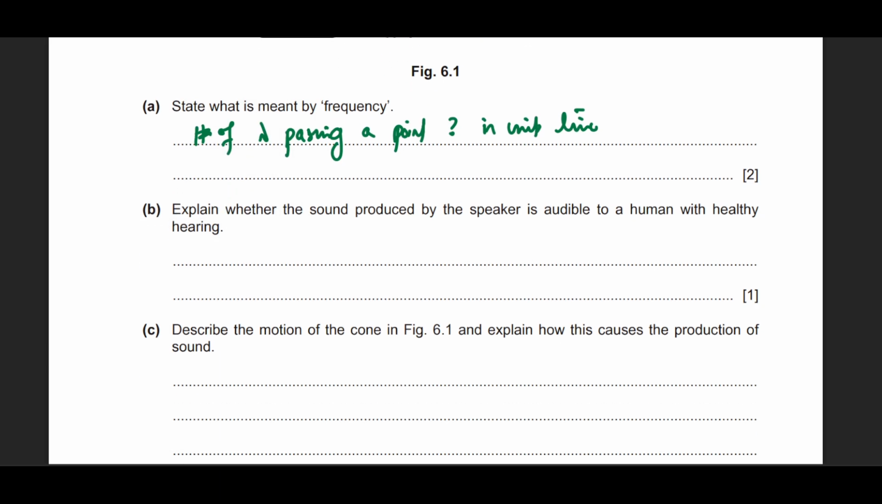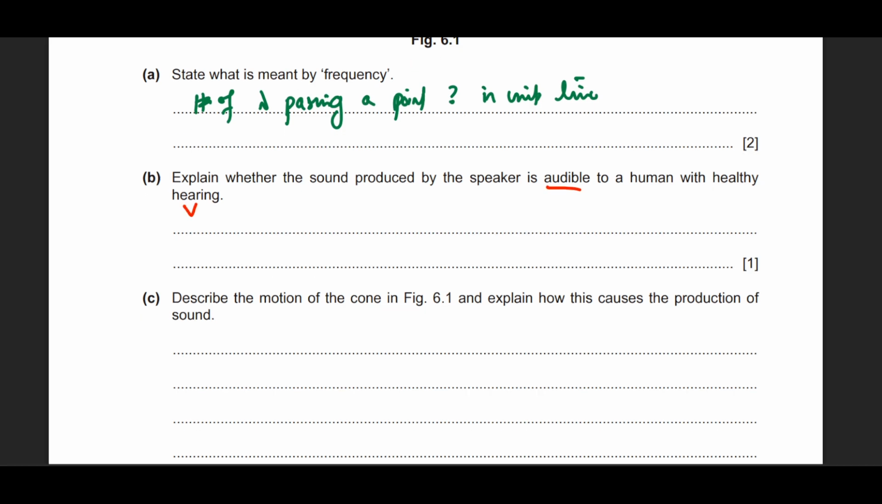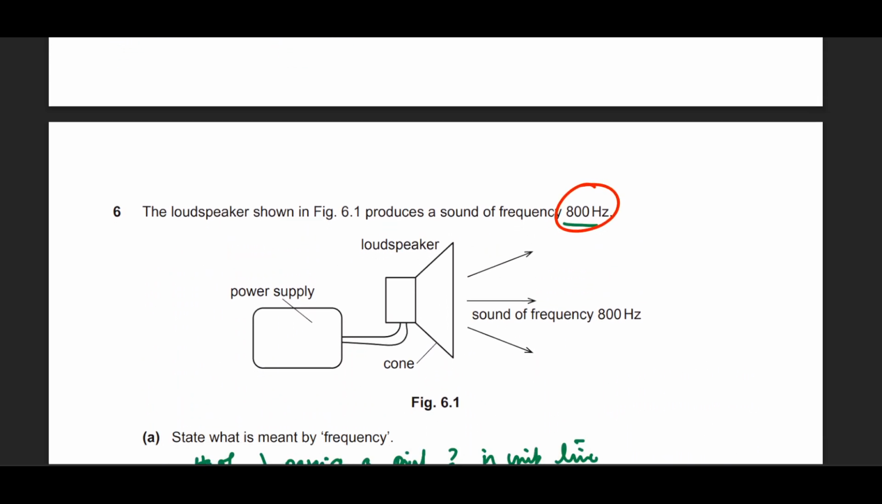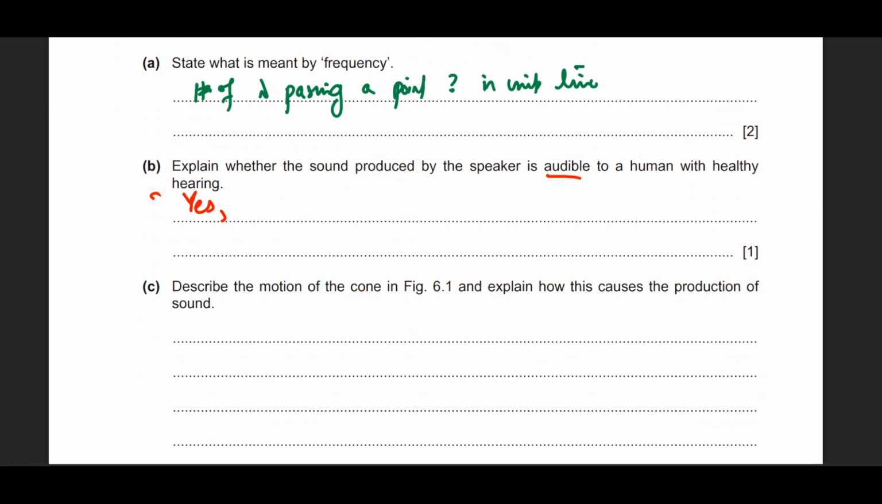Explain whether the sound produced by the speaker is audible to a human with healthy hearing or not. You see, if you write yes, that it is audible, because we understand that the human range of frequency is 20 hertz to 20,000 hertz, then you're supposed to support this answer. Why did you say yes? You will mention that it is within audible range as human hearing starts from 20 hertz and goes to 20,000 hertz, right?